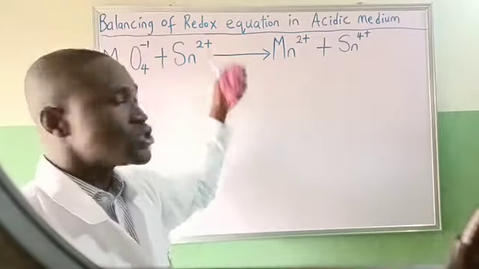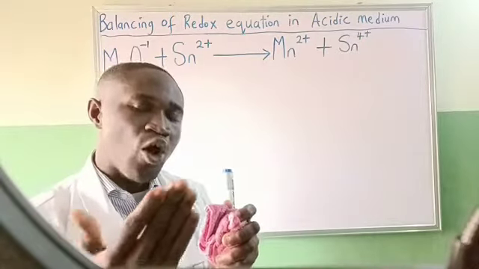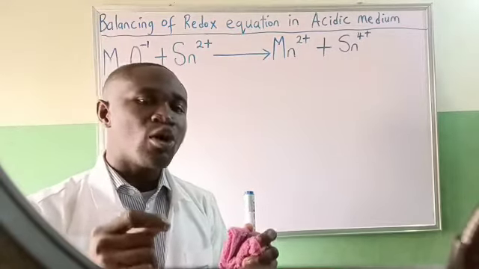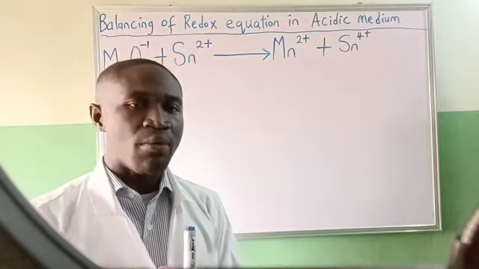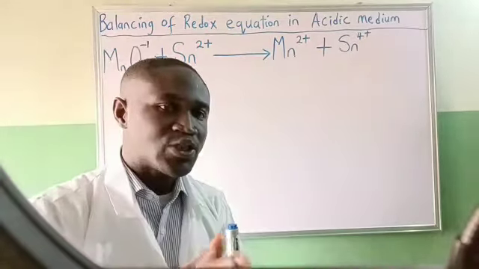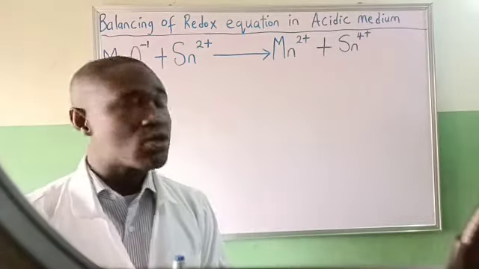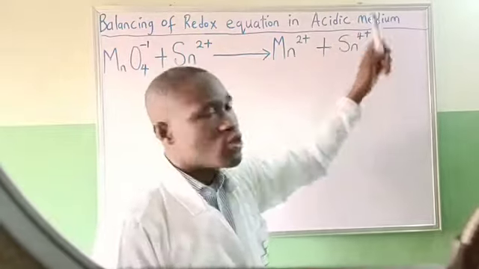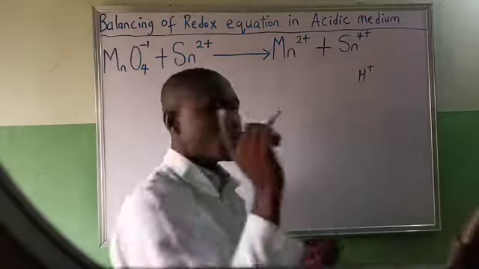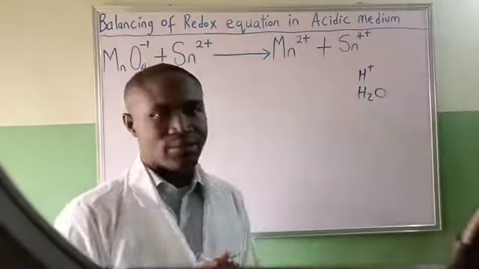Now come to oxidation. Oxidation can be defined as a process of adding oxygen and removing hydrogen. It can also be defined as a process of increase in oxidation number, and it can also be defined as a process of losing electrons. We have seen the definitions of reduction and oxidation. Now I want to recall that acidic medium means a medium that has hydrogen ion, and so we'll be using hydrogen ion and water to do the balancing.